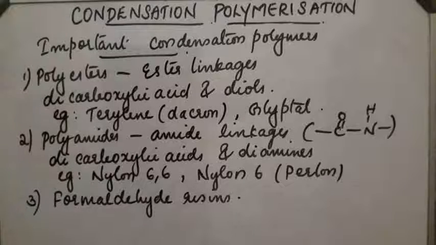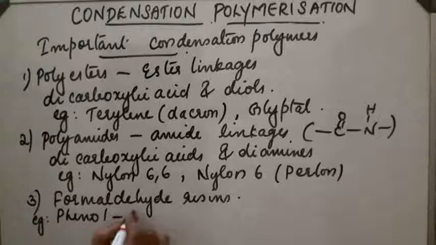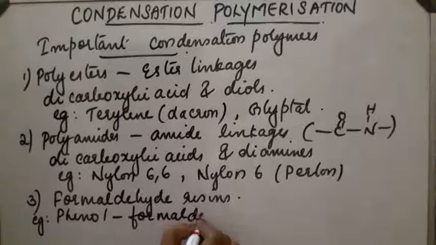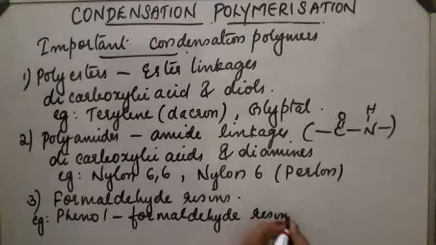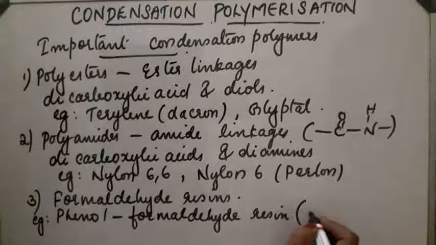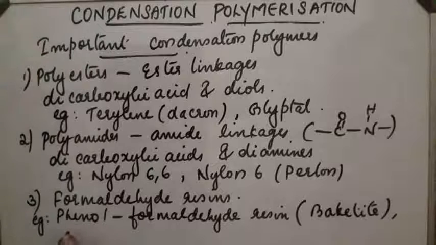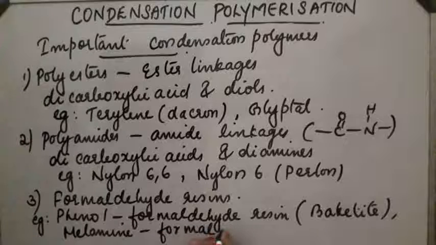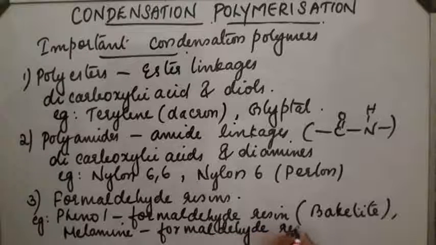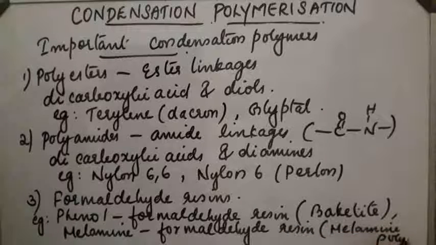The reaction takes place between the monomers phenol and formaldehyde. Examples: phenol formaldehyde resin, where one monomer is phenol and the other is formaldehyde, is also called bakelite. Second one is melamine formaldehyde resin or melamine polymer. These are examples for the third category, formaldehyde resin.